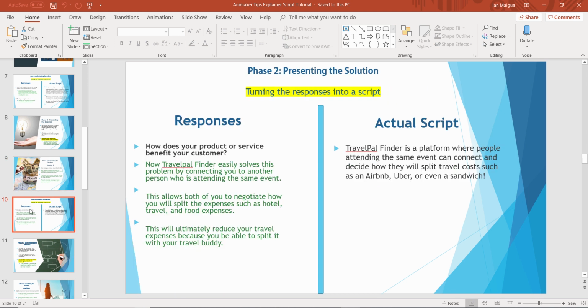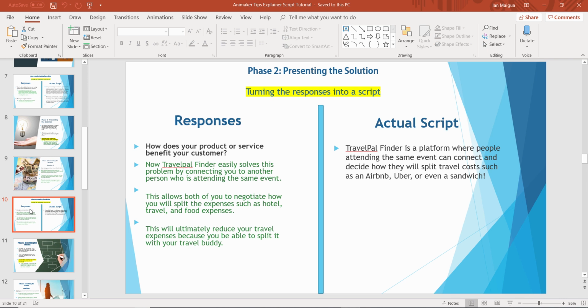Now that we have that response, it was time to turn it into a script. You will notice that the response is quite lengthy. So in my actual script, I decided to condense it so that it wouldn't be too long. If you check out the actual script, I say Travel Pal Finder is a platform where people attending the same event can connect and decide how they'll split travel costs, such as an Airbnb, Uber, or even a sandwich. So that's pretty much phase 2.